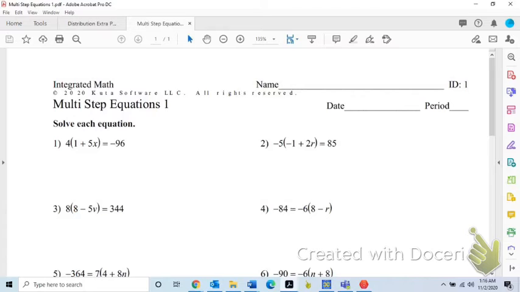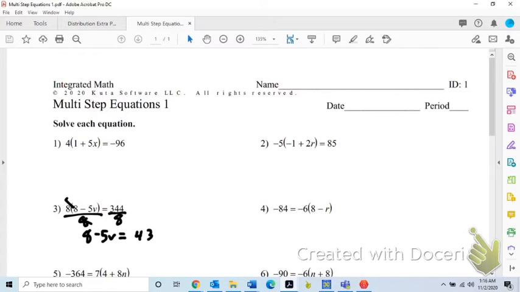And we're back. So 8 times 8 minus 5v equals 344. We're going to divide both sides by 8 because it is 8 times. When we have a number next to a parentheses, it is multiplication. So we have 8 over 8 on the left-hand side, and those cancel out. Because 8 divided by 8 is 1, and 1 times anything is itself. So in this case, itself is 8 minus 5v.